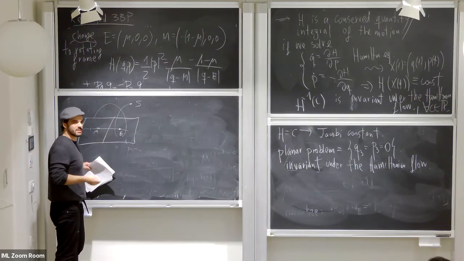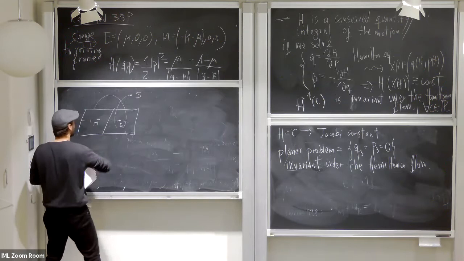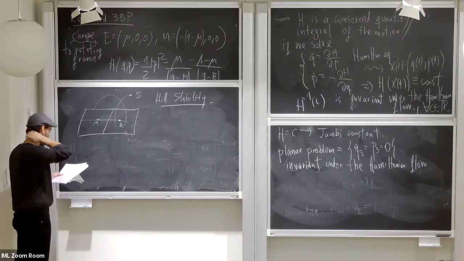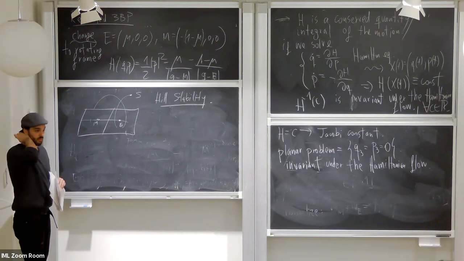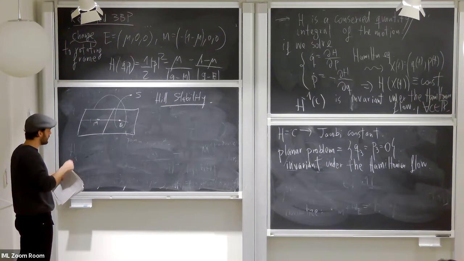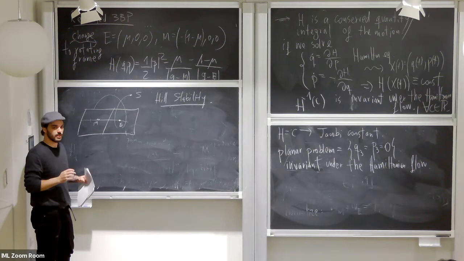Okay, so let me talk a bit about Hill stability. So what is Hill stability? Hill is this person who studied the problem around the same time as Poincaré was doing. And this notion that, in some sense, this problem can be stabilized, or like if you start sufficiently close to one of the primaries, you stay there forever, was of interest at the time, and actually was quite impressive for Poincaré himself.